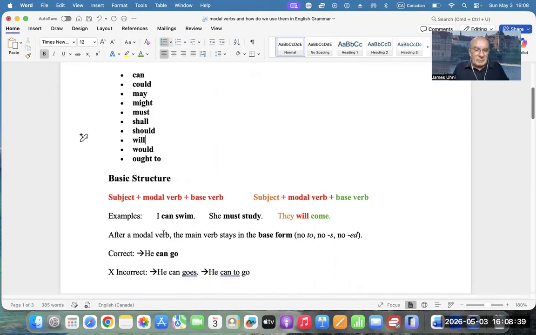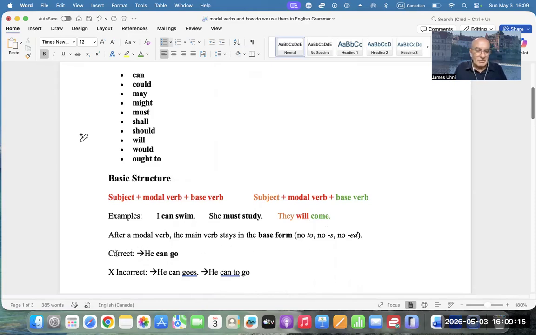After a modal verb, the main verb stays in the base form. No to, no s, no ed. That means no to study, that is infinitive; no studies, that's what I already said; no comes; and no studied or swimmed. Okay, this is very important.